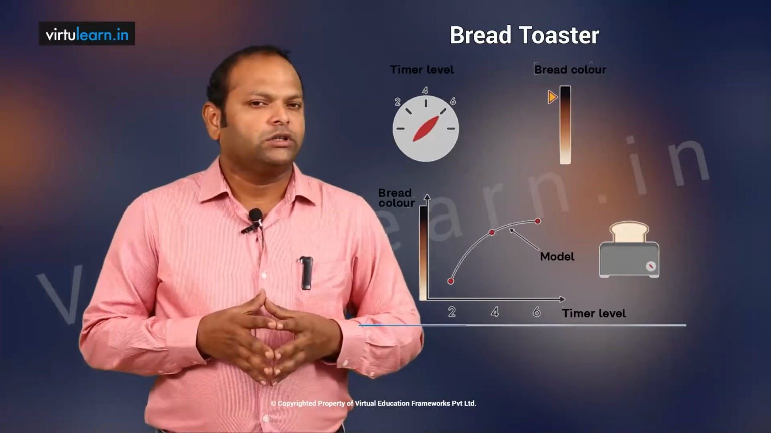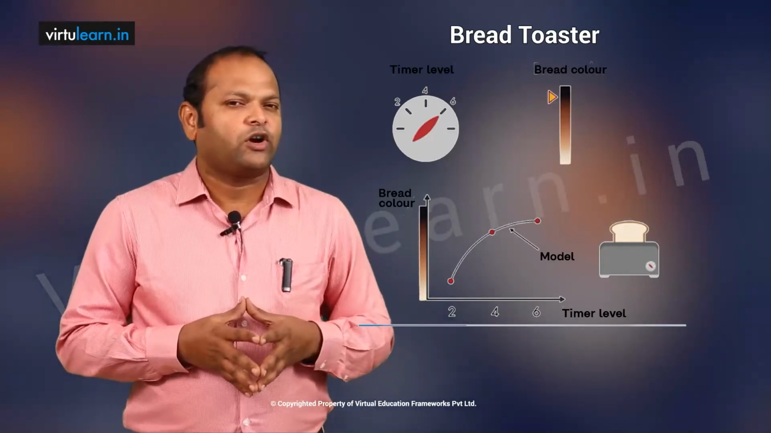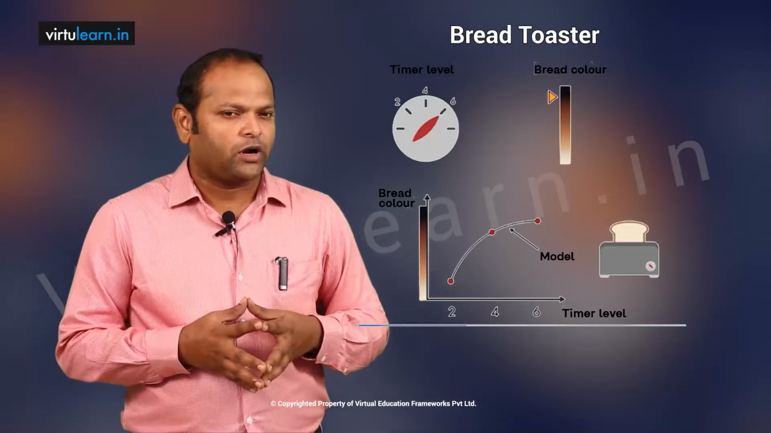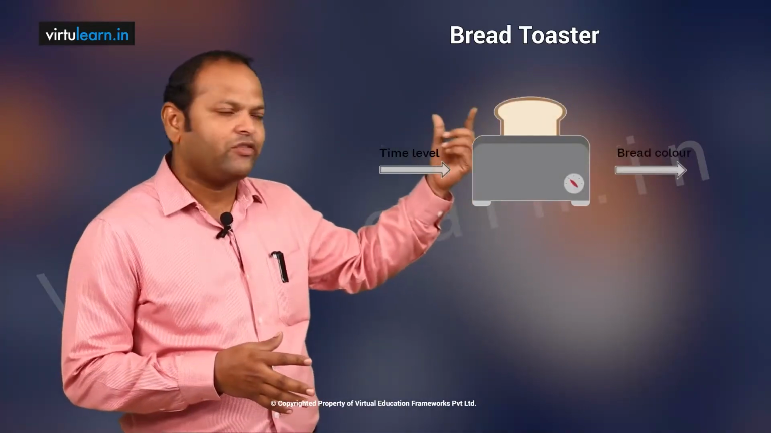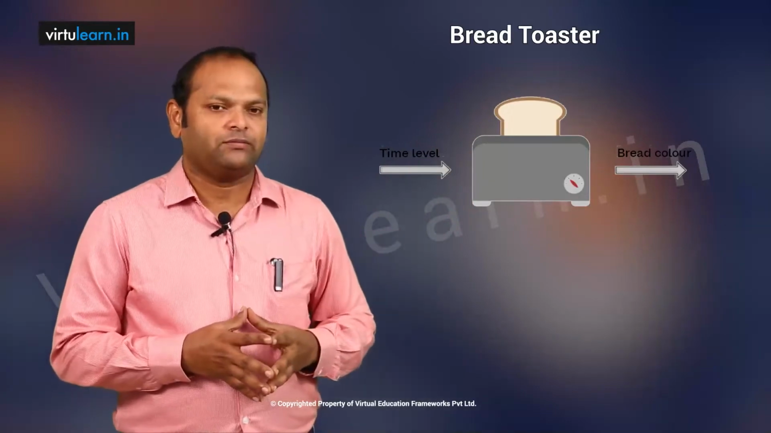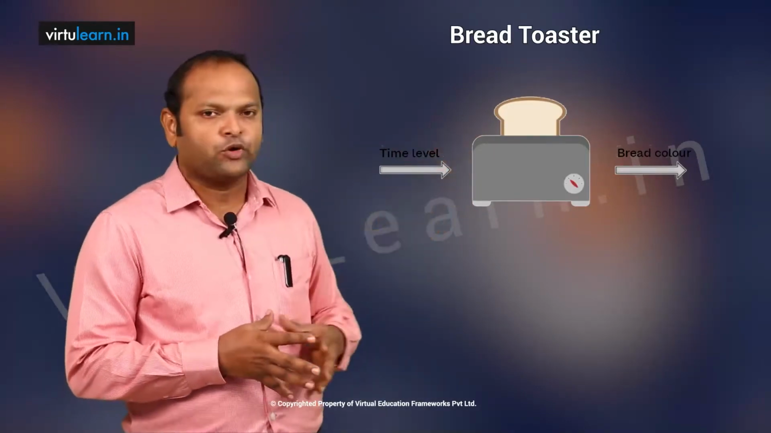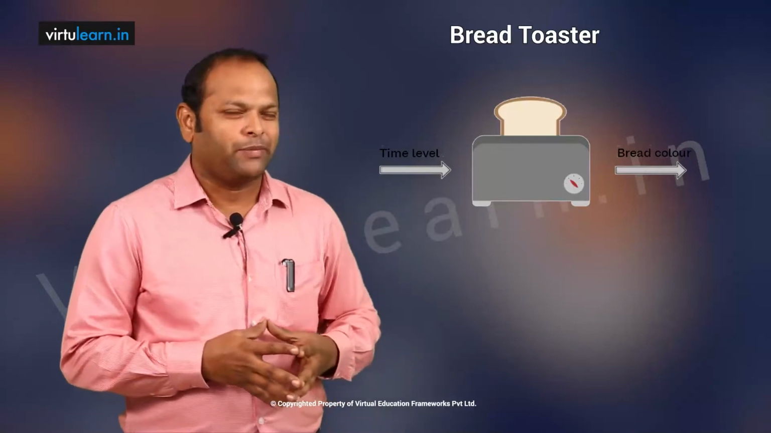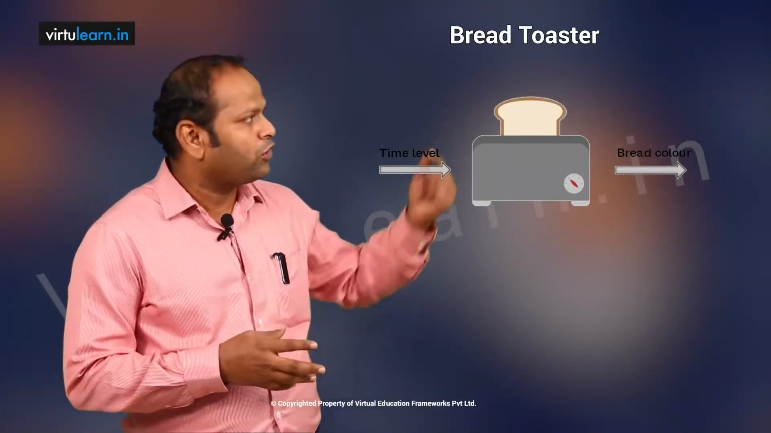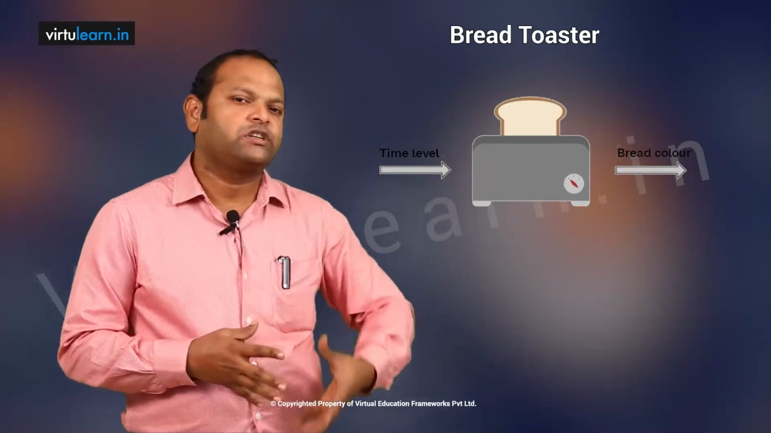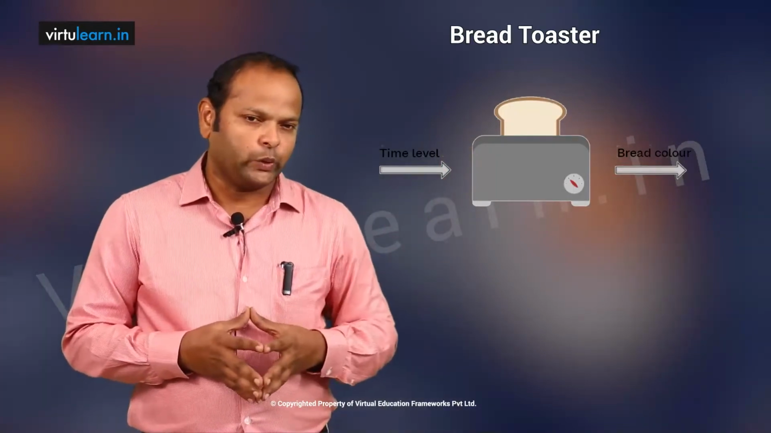Now how can we do this in terms of control perspective? What is the open loop control? In open loop control, this is the bread toaster and we give the input as a timer level. So time is the input and the output is my bread color. But whenever you have disturbances, yes, the output color may change. The objective is not reached. Then what can we do?